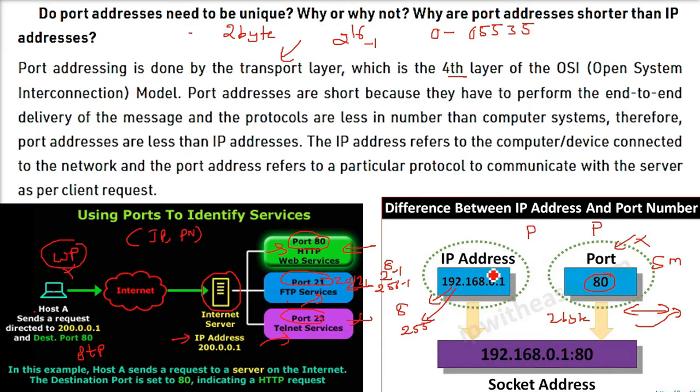So these are lower numbers than the IP address. IP address is 32 bits, so it can go from 0 to 2 to the power 32 minus 1. So I am talking about the IP address, and this is the port number.